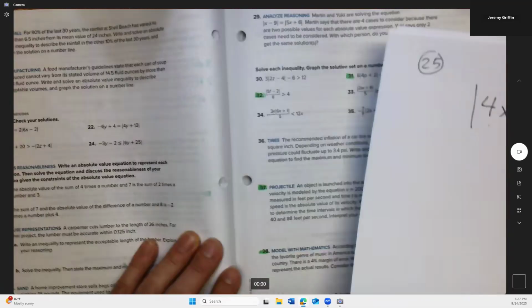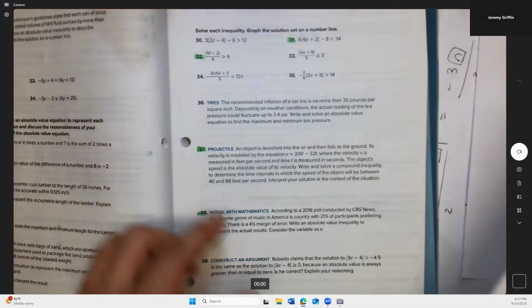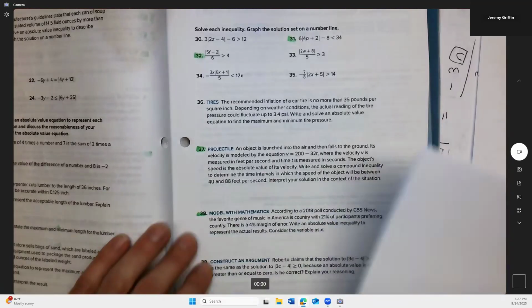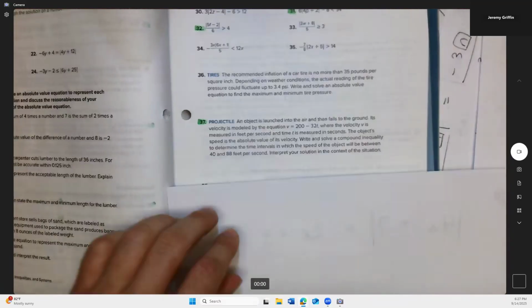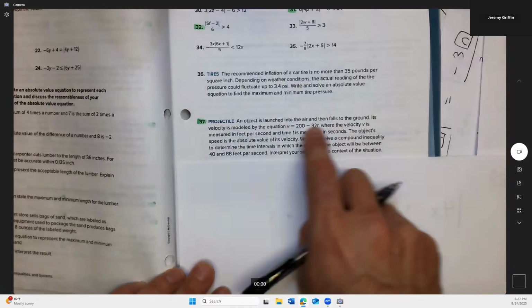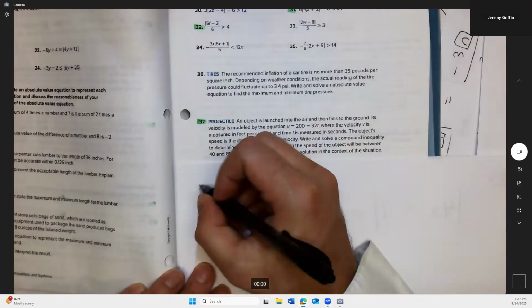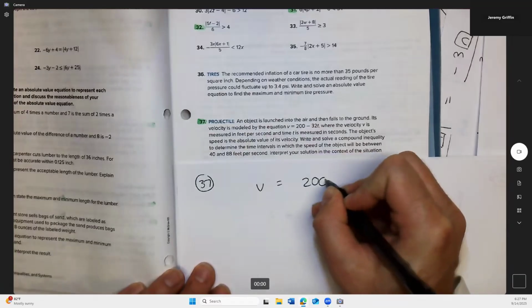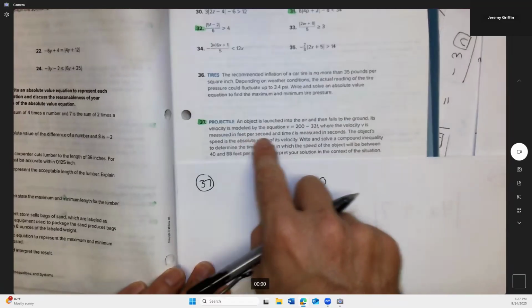Okay. And last one, 37, projectile. I have to do projectile because my other main class is physics. So this looks exciting. An object launched into the air and then falls to the ground. Its velocity can be modeled by this equation. We got velocity equals 200. Okay, that would be in feet per second.